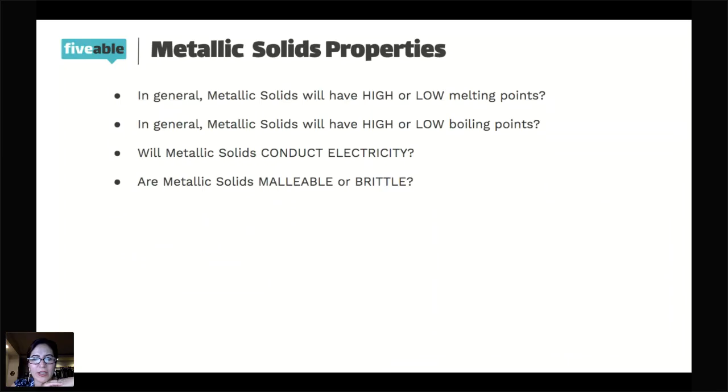Will metallic solids conduct electricity or temperature for that matter? Think of the wires, copper wires. Are they metallic or not? Exactly, correct. Metallic solids do conduct electricity and temperature because of the concept of the sea of electrons. Electrons are free to move around. And lastly, are metallic solids malleable or brittle?